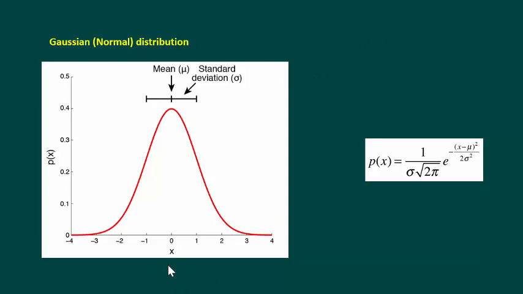In this figure, the x-axis represents the quantity that we are studying, and the y-axis shows the likelihood or the probability of x. This red curve shows the Gaussian distribution, and in this case the mean equals 0 and the standard deviation equals 1.